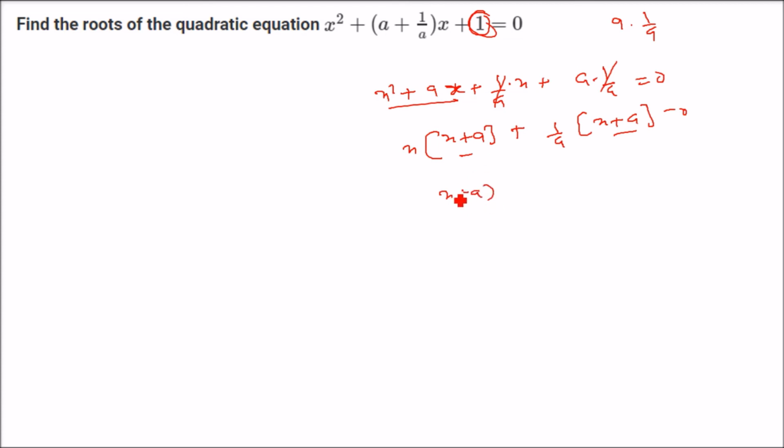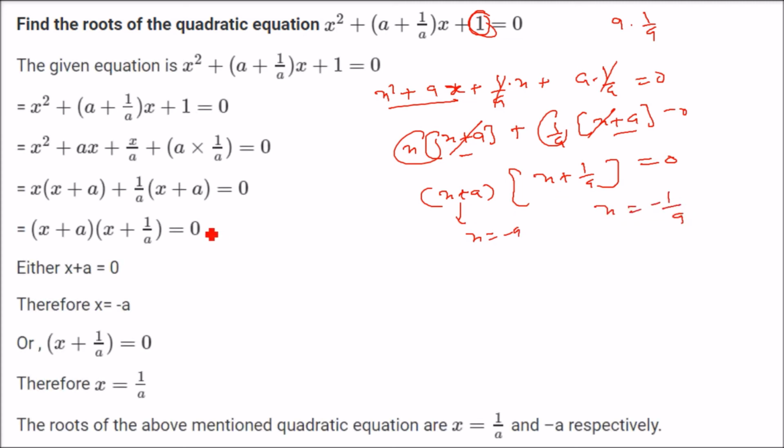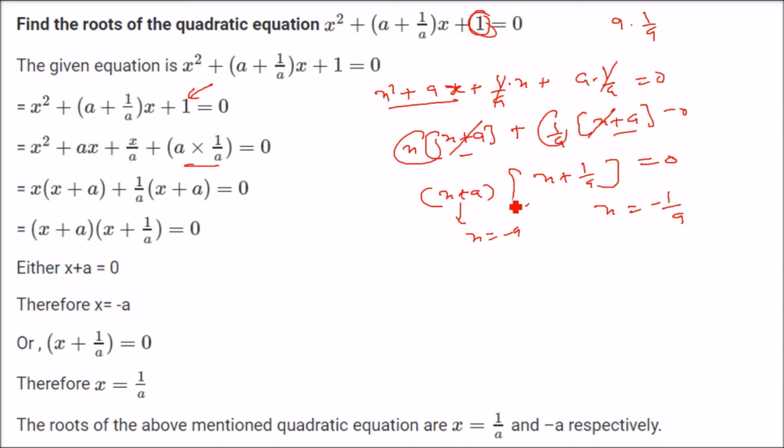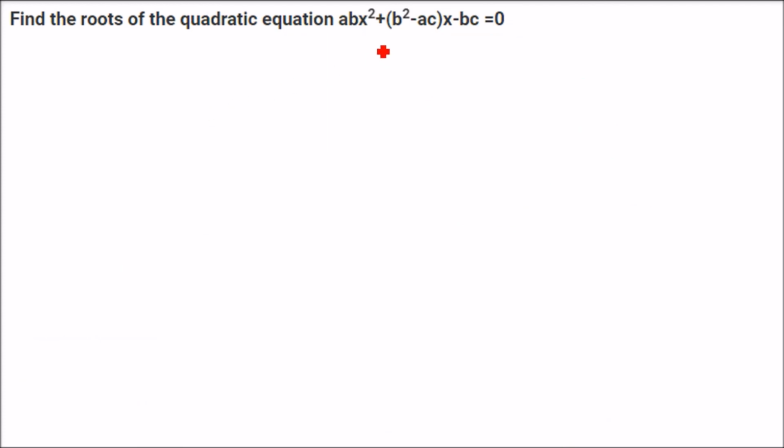Now take x plus a common from here. You get x plus 1 by a. I've taken these two common, so x and 1 by a remain. So from here you get x equal to minus a, and from here you get x equal to minus 1 by a. So these are the roots of this equation. The only catch here is that 1 has to be written as a into 1 by a.